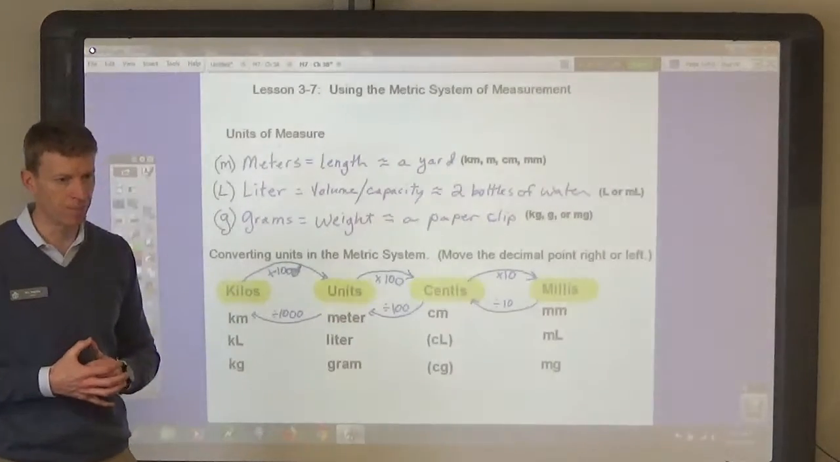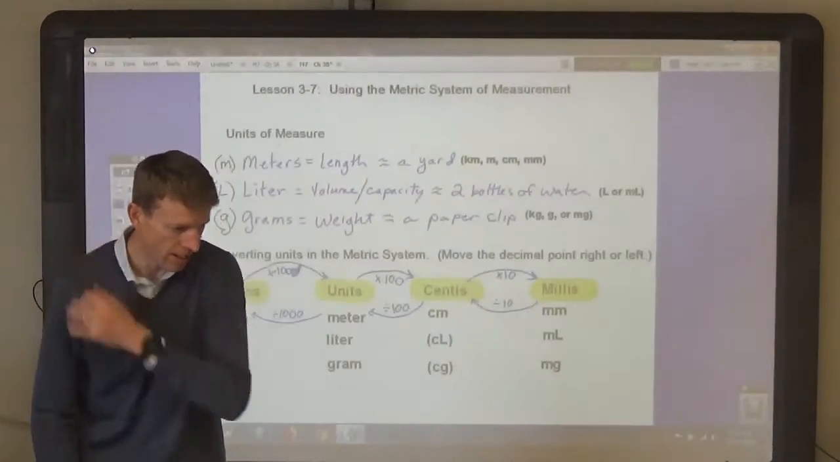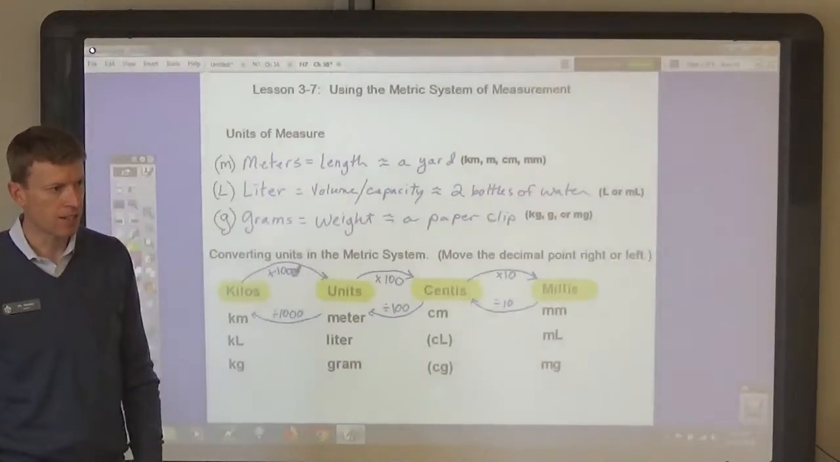For those that run a 5K, that would be 3.1 miles. 5,000 meters is a 5K. And that's 3.1 miles.